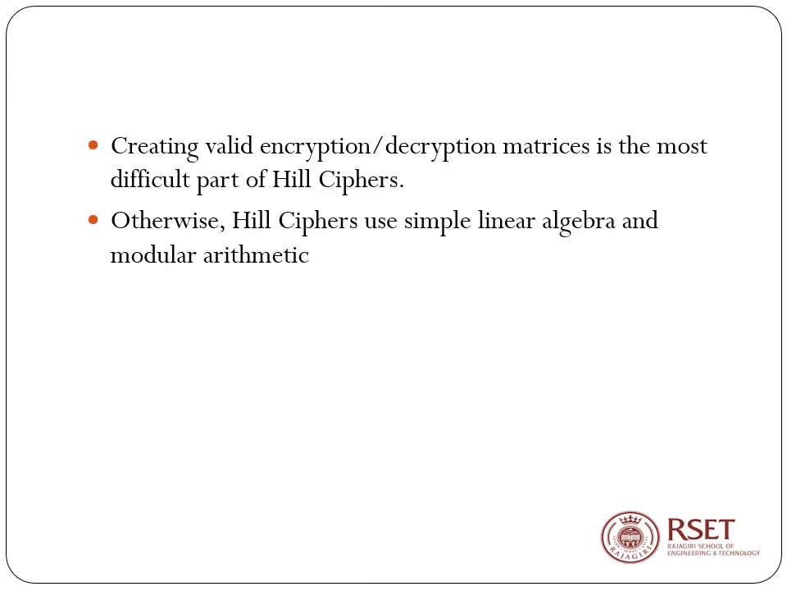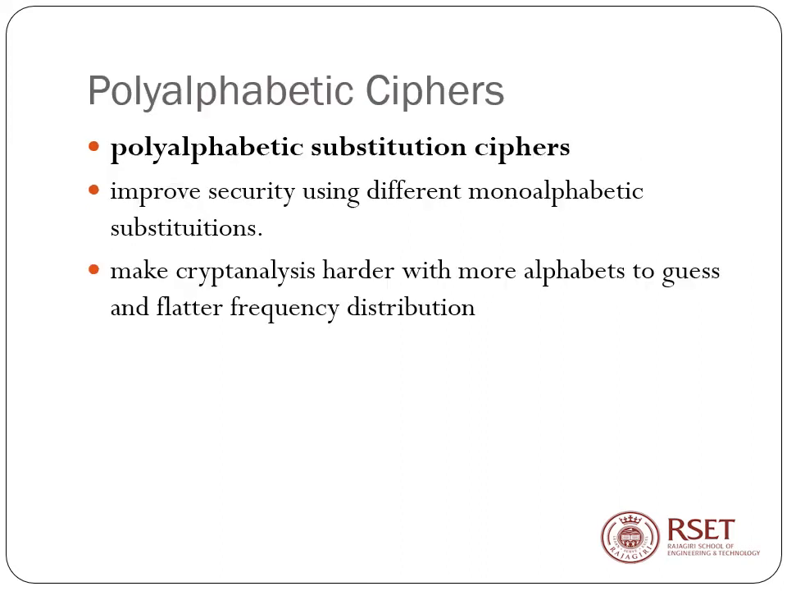Creating a valid encryption and decryption matrix is the most difficult part of Hill cipher. Here you are dealing with a 2 by 2 matrix, so things were pretty simple, but as the dimension of the matrix increases, the difficulty level also increases. Apart from that, the Hill cipher uses simple linear algebra and modular arithmetic, nothing else. Only multiplication of matrices, finding the determinant, finding the inverse, nothing else. So the difficult part is only in determining the matrices. Still, after years of constant effort, this was also broken by cryptanalysis.